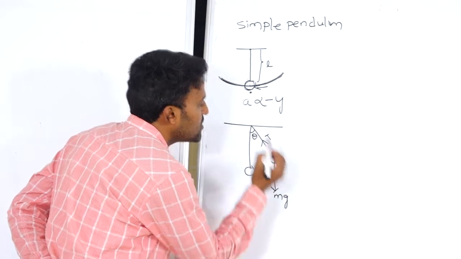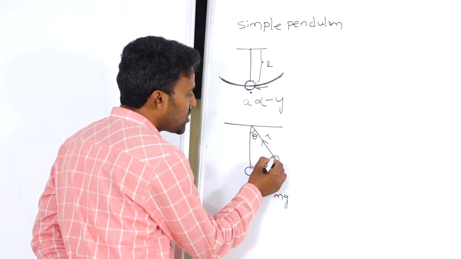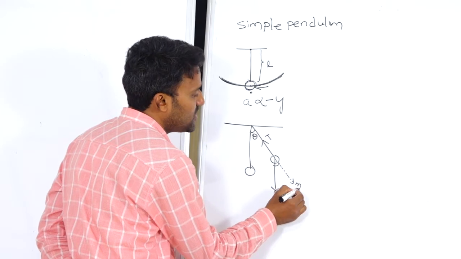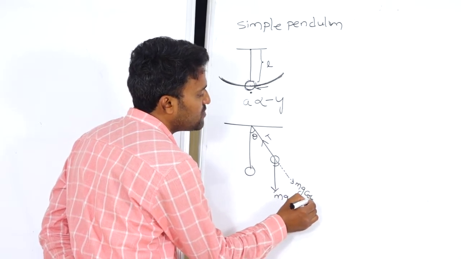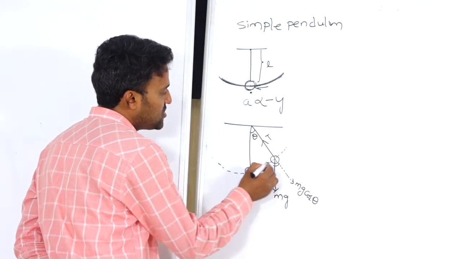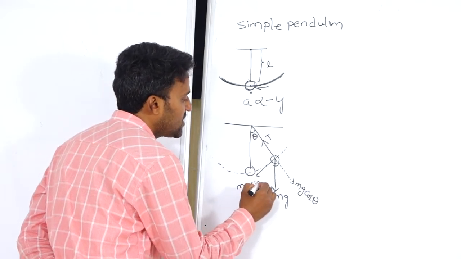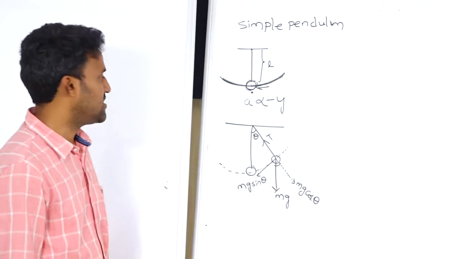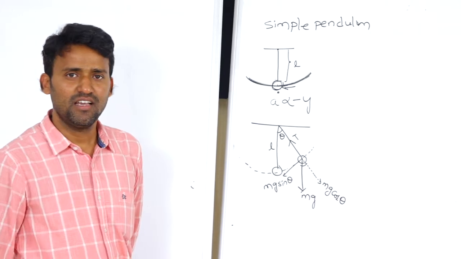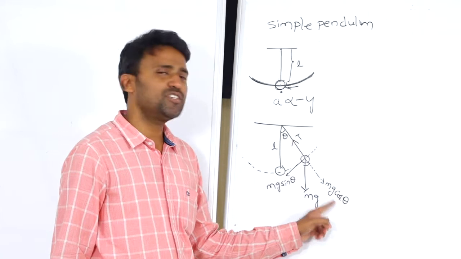This weight is resolved into two components. One is the horizontal component, mg cos theta, and the other is the vertical component, mg sin theta. The length of the pendulum, as I told you earlier, is L. Now what about the time period? What about the tension force and mg cos theta?